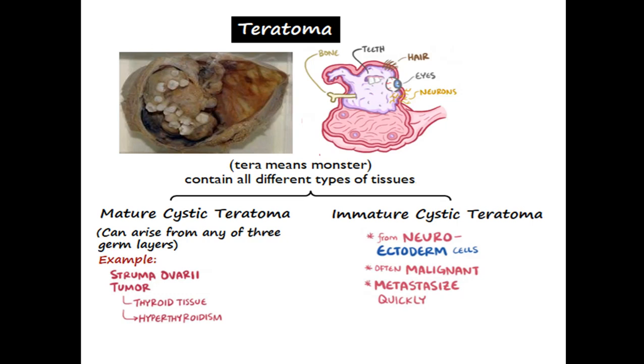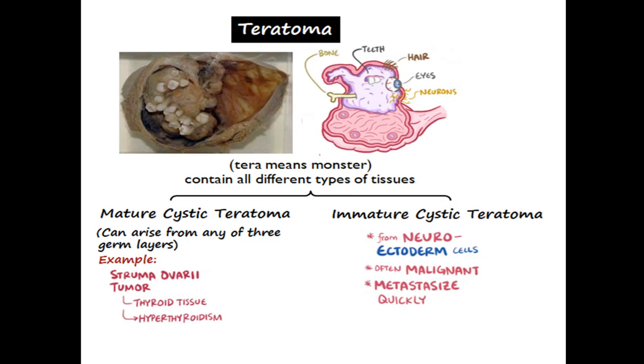Now first coming to the first type of tumor, the teratoma. Tera means monster, and they are called monster tumors because they contain all different types of tissue, and therefore these tumors may contain bone, sometimes they may contain teeth, they may contain hair, eyes and neurons. The teratomas are divided into mature cystic teratoma, which are benign tumors, and immature cystic teratoma, which are often malignant.